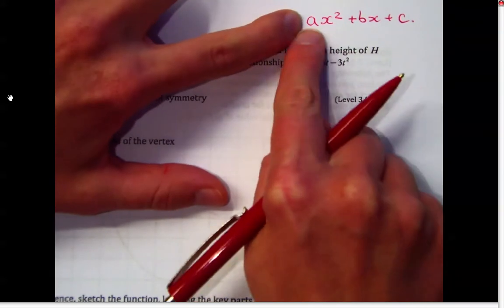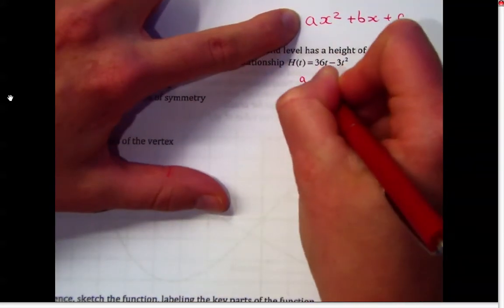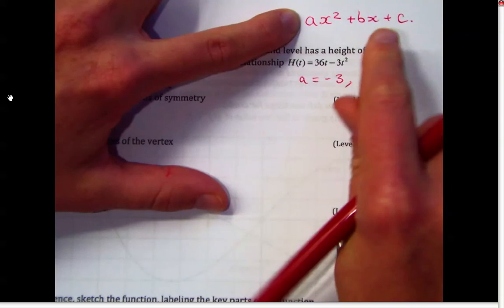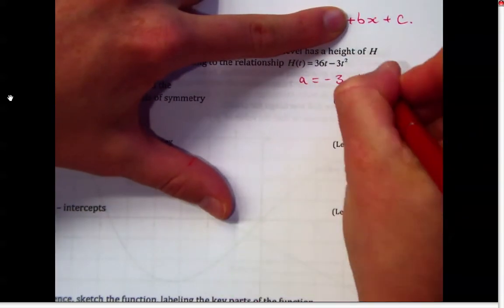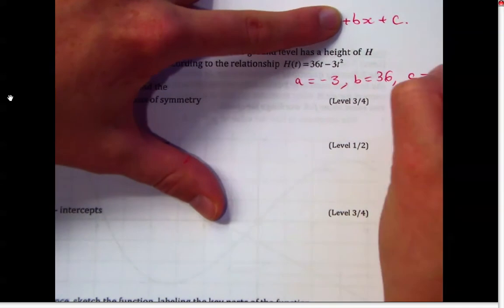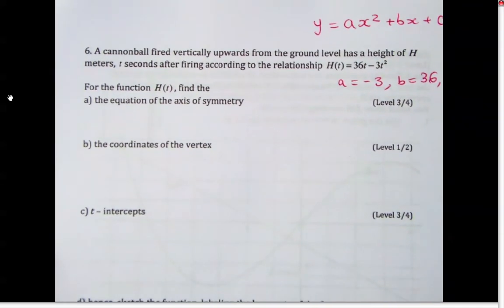A is always the coefficient of x squared, or in this case, t squared. So a is minus 3. B is always the coefficient of x, or in this case, t. So b is 36. What's the value of c? 0. Okay, so equation of the axis of symmetry, that's on my formula sheet.